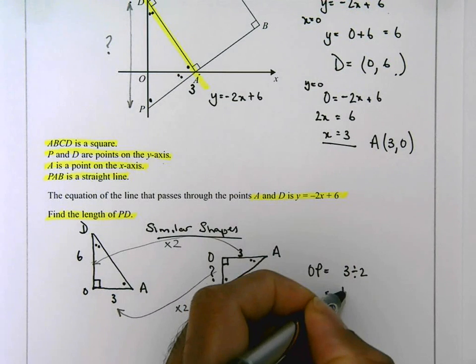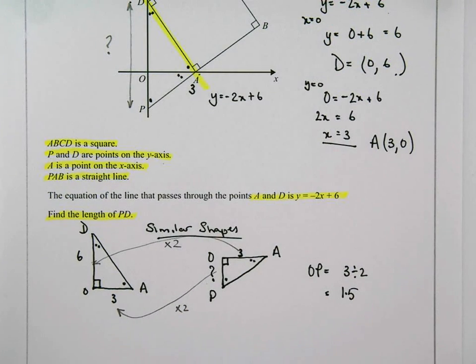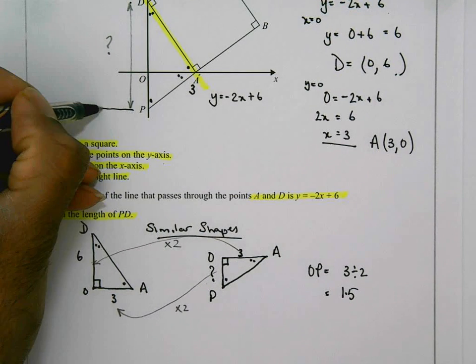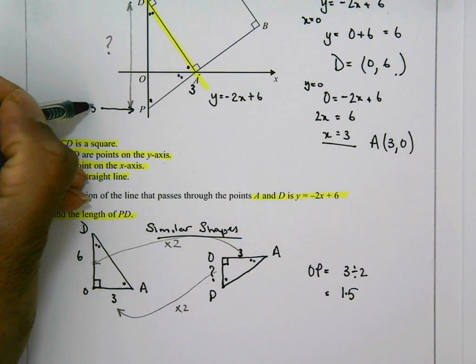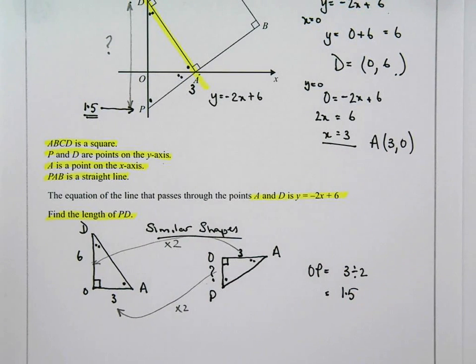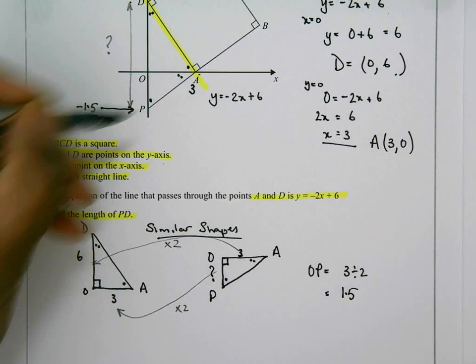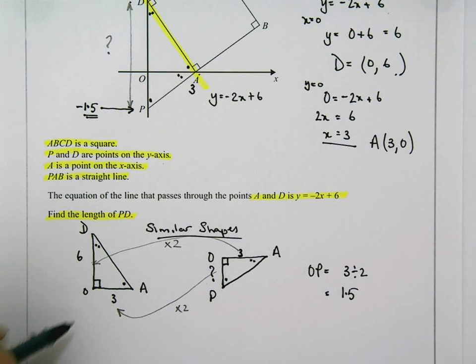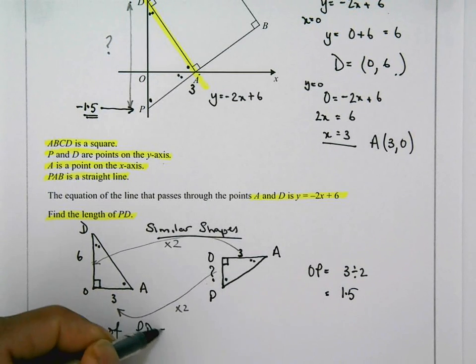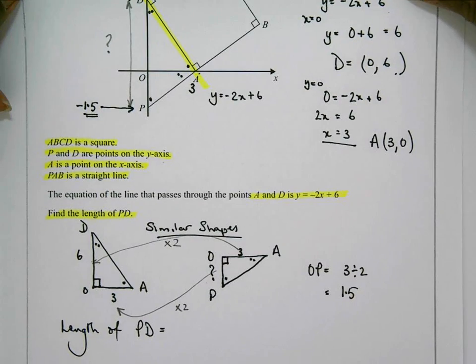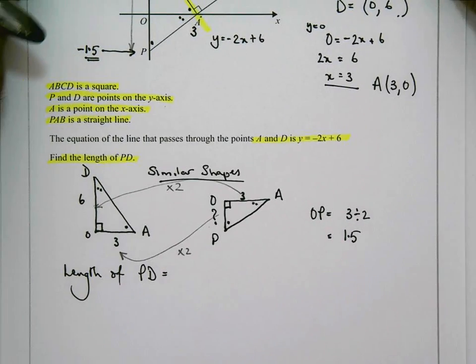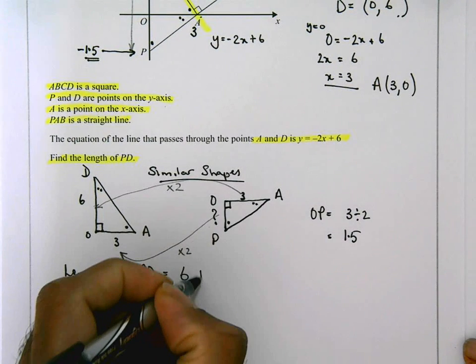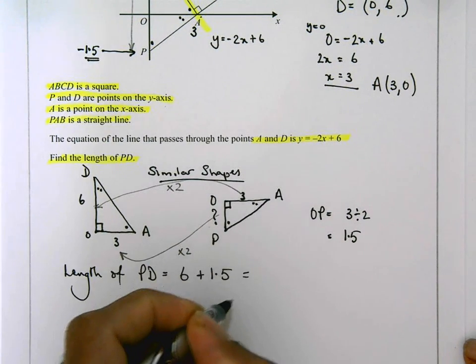Now what that tells me is O to P is 1.5. And going back to my diagram above, that coordinate there is 1.5. Well, it would be minus 1.5 because it's below the axis. But the distance the question is asking us to work out is the length of PD. The length of PD is going to be 6 added to 1.5. And the answer there is 7.5, and that's what I'll write in my answer space.